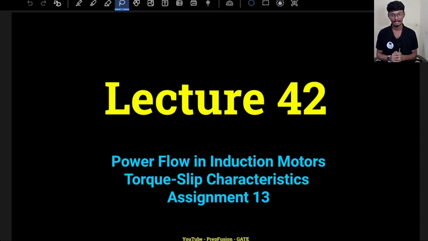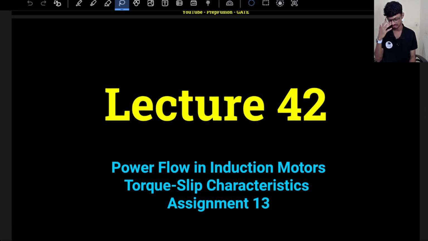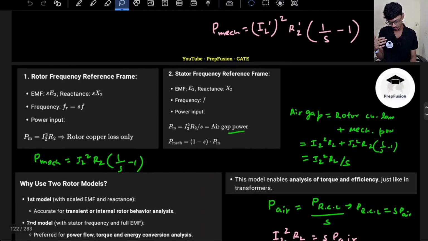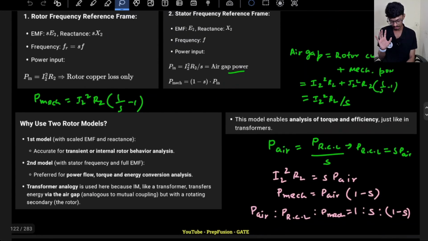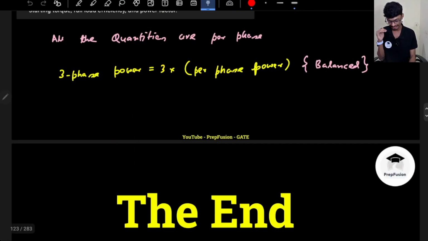I'm Anish and today we will start with lecture 42 of the induction motor chapter. So today we will discuss the power flow of induction machines and torque slip characteristics. Also we will do questions. So that's why this is the assignment lecture as well. If you see the previous lecture, we stopped here, right? We were discussing air gap power and rotor copper loss. So today we will dive deeper into it.